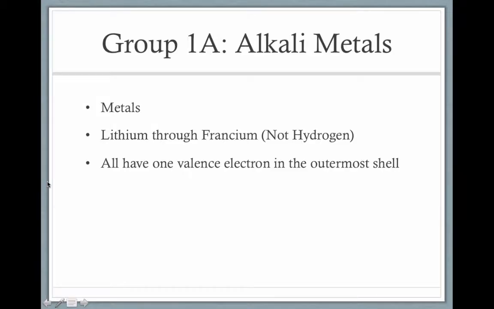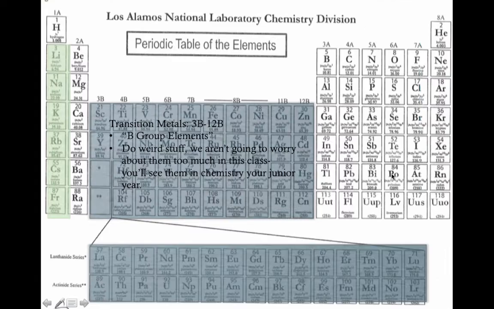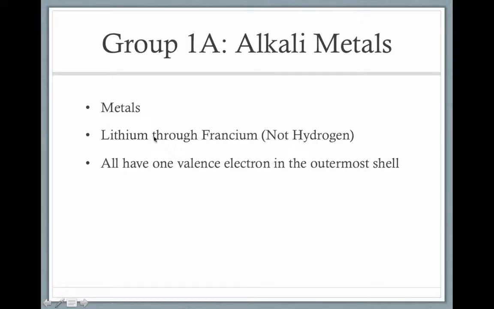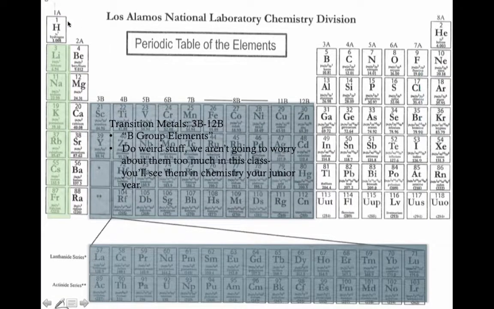These are called the alkali metals. They are metals, lithium through francium, not including hydrogen. If you look back, I didn't color hydrogen on purpose, and we'll come back to why that is. These all have 1 valence electron in the outermost shell. So they're called alkali metals, and they all have 1 valence electron in the outermost shell. And again, we know that because it's in group 1A. So they have 1 valence electron.